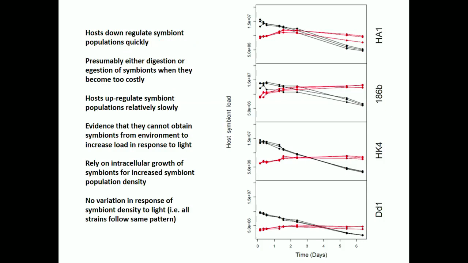And what we see for a whole bunch of strains is the same pattern again for all of the strains. But what I hope you can notice is that they're better at downregulating their symbiont population. So it's easy to kick them out, digest them, get rid of them. But what they don't seem to be able to do so well is to upregulate their symbiont populations when they need to. When we were first thinking about this, we thought that they could just acquire symbionts from the environment. In these experiments, there are many symbionts in the external media, and we used to think they were probably able to just pick those up if they wanted a higher symbiont density. But I think this data suggests that's probably not true. Again, there's not that much variation between the strains. Broadly speaking, they're following this same pattern.